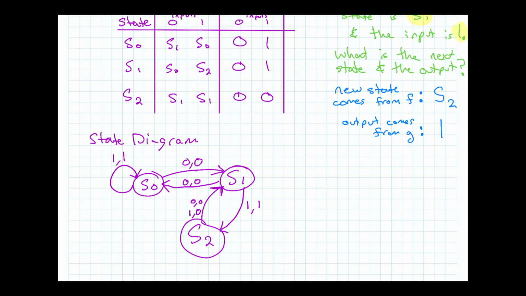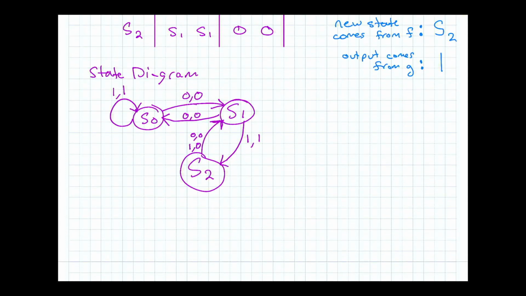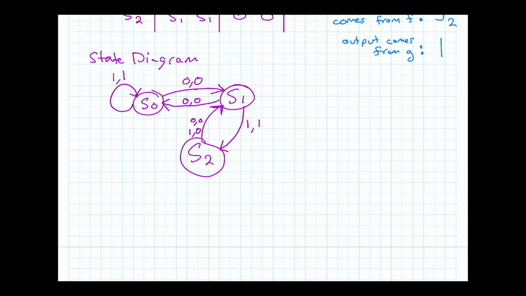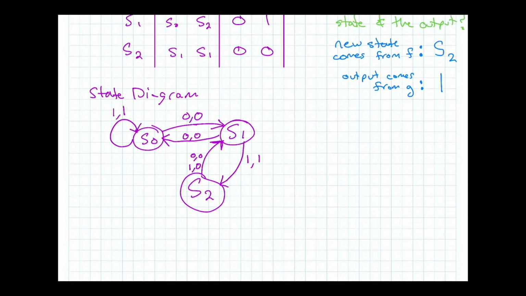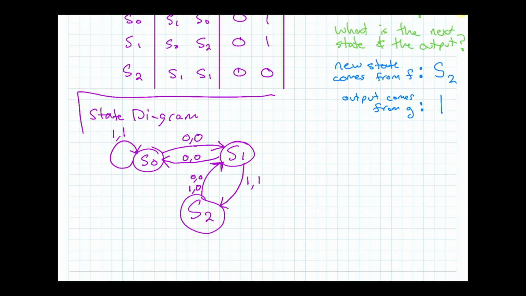So again, input, output, input, output. The output was 0 both times because there's two zeros here, but it was input 0, input 1, 0, 1. All right, and that's the whole state diagram. So that's what we were coming up with in that problem. So this is the answer here.